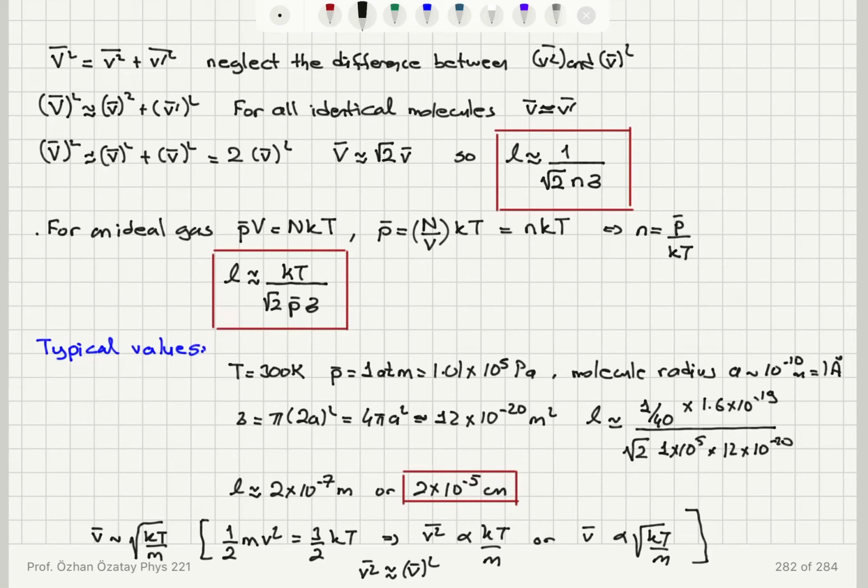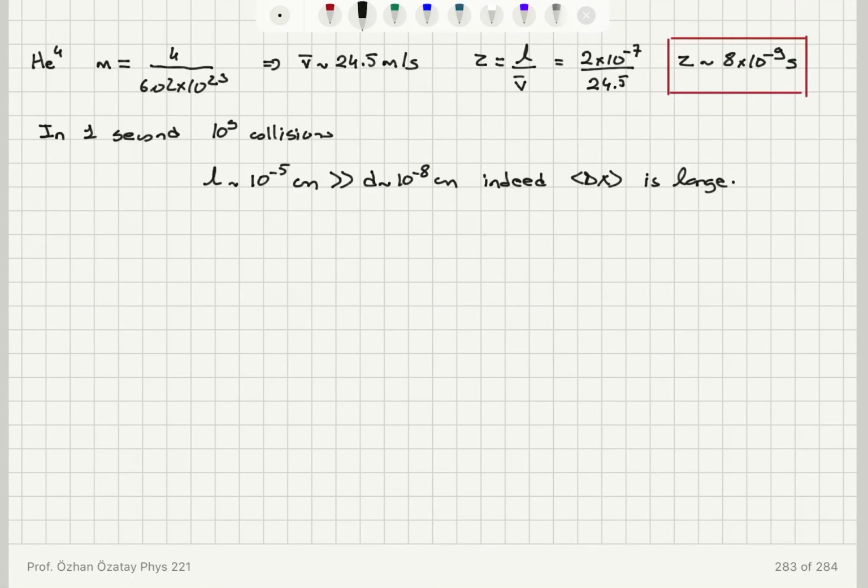The v bar we can estimate to be proportional to the square root of kT over m. And we can find that for helium, for example, the v bar should be 24.5 meters per second. The mean free time is of the order of nanoseconds, and the mean free path, being 10 to minus 5 centimeters, is much greater than the radius of the molecule, which is in the order of 10 to minus 8 centimeters. So indeed, the average distance between the molecules is quite large.